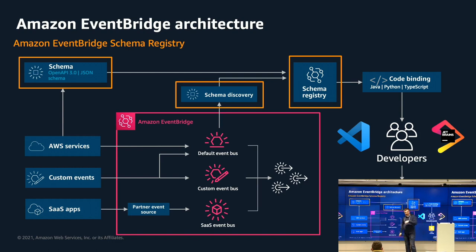If you activate it on the bus, you can start to send events to the event bus, and the event bus tries to identify what kind of schema you have. So basically, it builds the schema for you. You don't need to specify it manually. And then you can store it in the schema registry and use it. And for schemas specifically, there are code bindings for Java, for Python, for TypeScript, and developers can work with these code bindings in their favorite IDEs, for example, or with Lambdas.